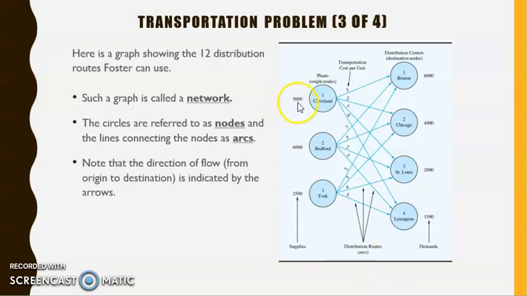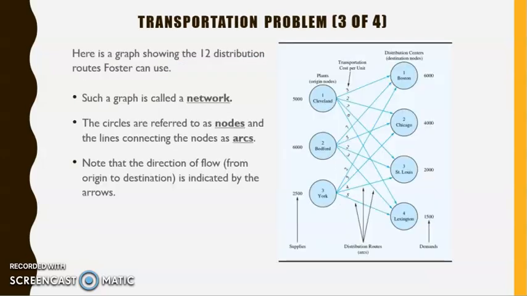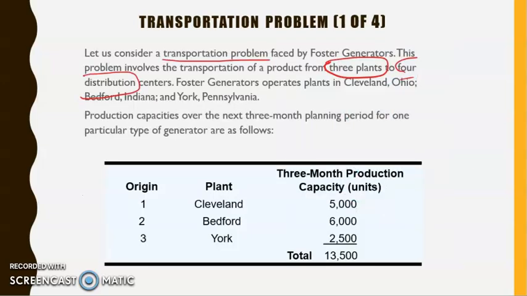Okay, another point that you can find in this network that you see in front of you is providing the graph with the information about the demand and supply. Here, as the plant, you see the capacity of Cleveland is 5,000. In fact, the supply capacity of Cleveland is 5,000, and so here you see 5,000 here. In the same way, for Bedford we have 6,000, and for York we have 2,500.